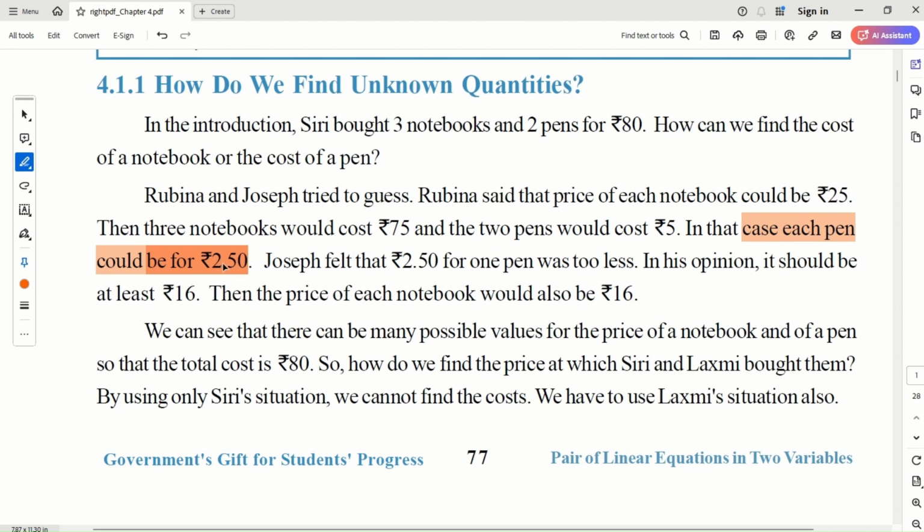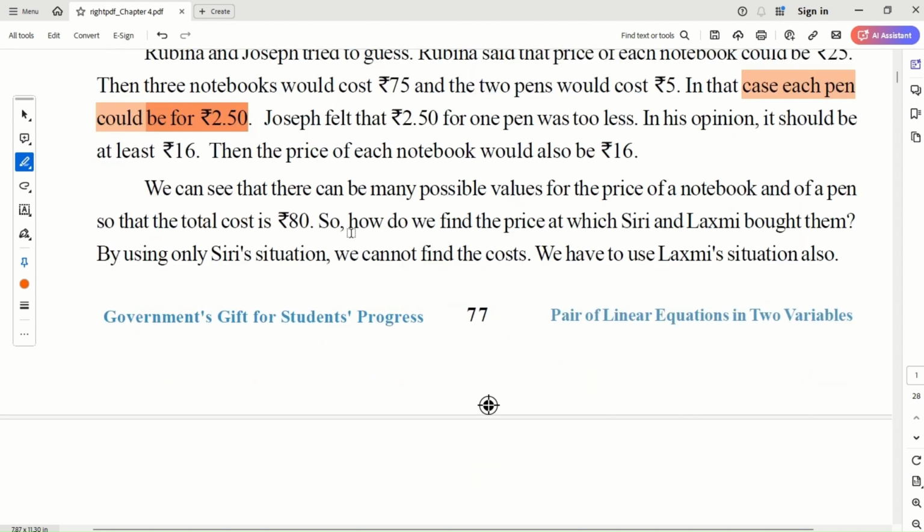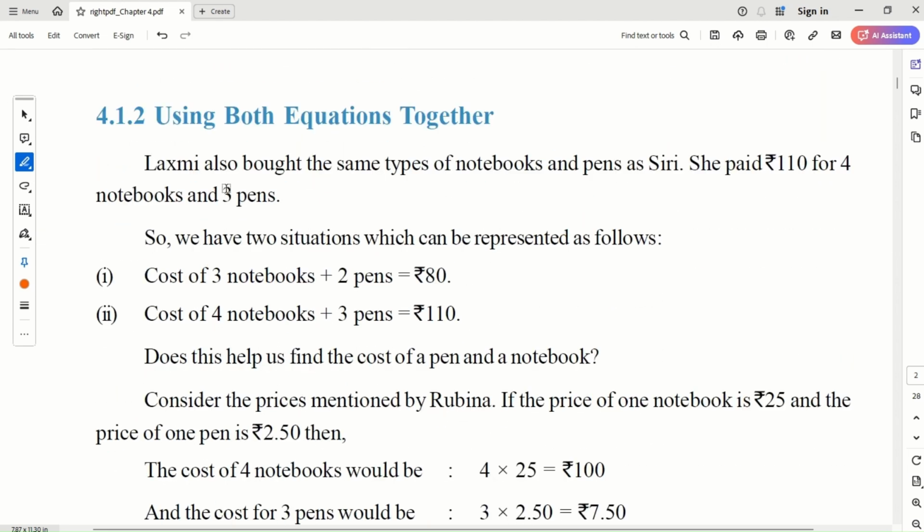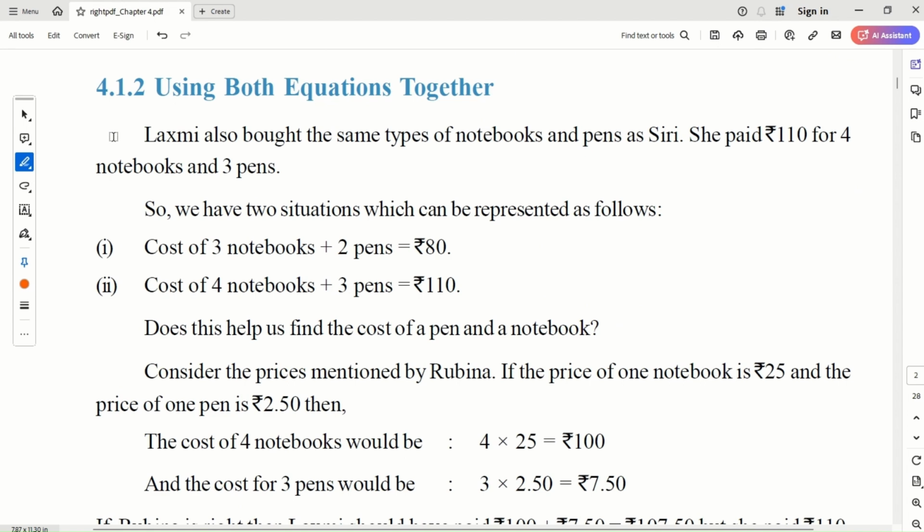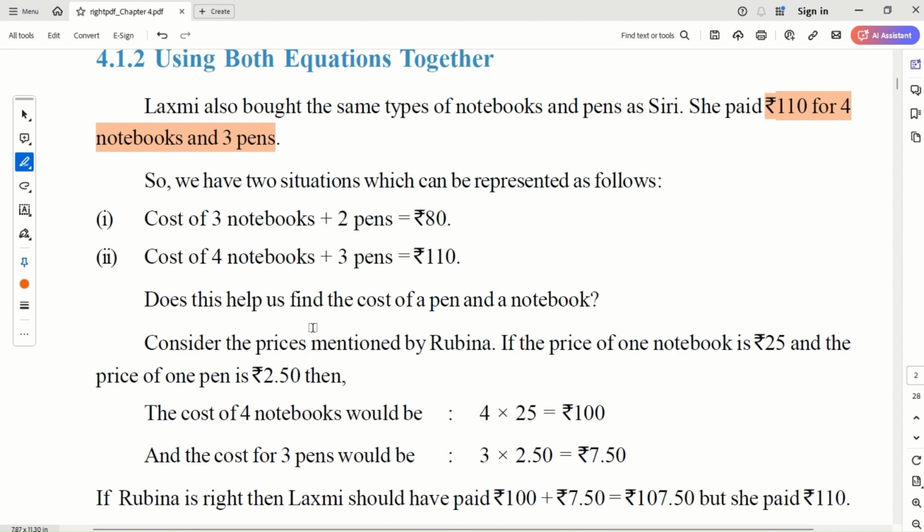Now let's guess this is correct. Joseph felt that was too less. But let's try to substitute this value in the second equation and see. In the second equation, Lakshmi also bought the same notebooks and pens. She paid 110 for four notebooks and three pens here. So let's do that guessing calculation here.